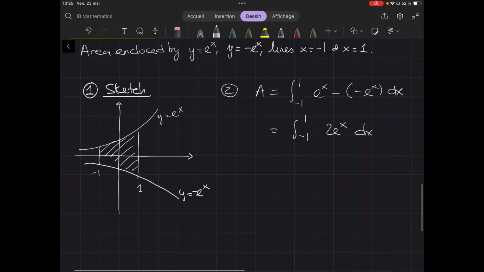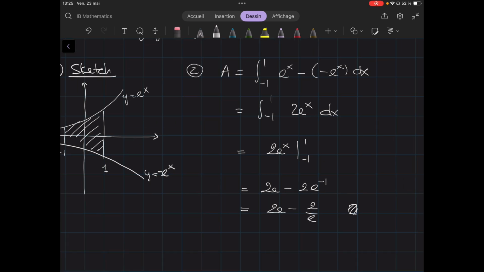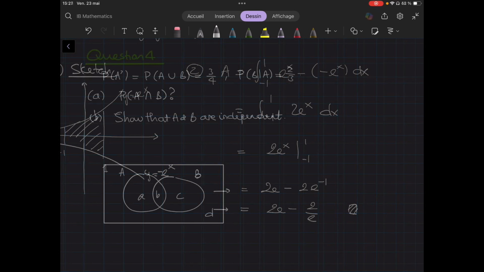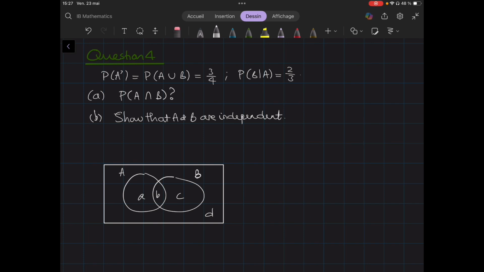The integral of e to the x is e to the x. And that's the end of the question. You may choose to leave your final answer in this form or in this form. Both answers are accepted. This is question 4 of AAHL Paper 1 time zone A.